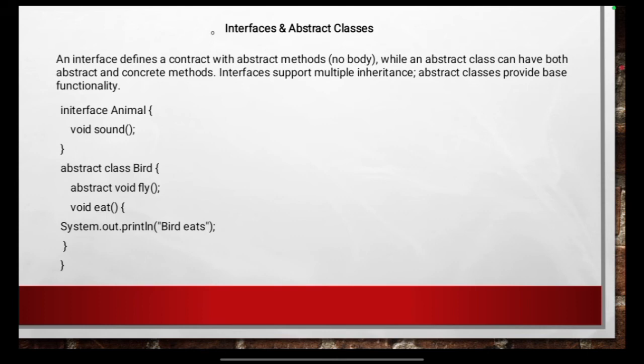In summary, interfaces are used when you need to define a contract for unrelated classes to follow. Abstract classes are used when you want to provide shared code and force certain behaviors in subclasses. Together, they enable polymorphism, code reusability, and better software design, making your Java programs scalable and well structured. So now that we have learned this, let us move on to the next slide.